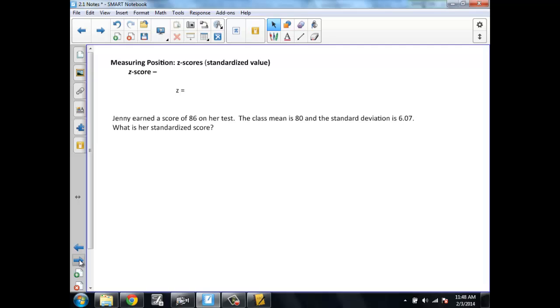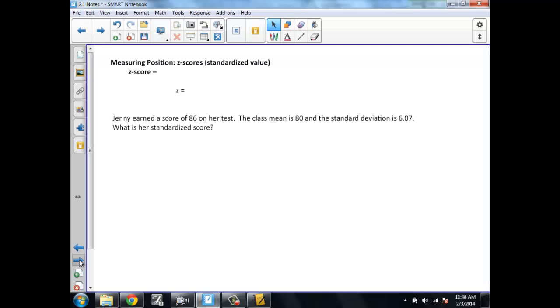Measuring position with z-scores. Have you heard of z-scores before? Some of you, maybe not. Have you heard of a standardized score? Here's what happens. Sometimes, well, often, I give you a test in stats class, and we could figure out, well, what's your position compared to everybody else in the class? How did you do compared to everybody else in this class?